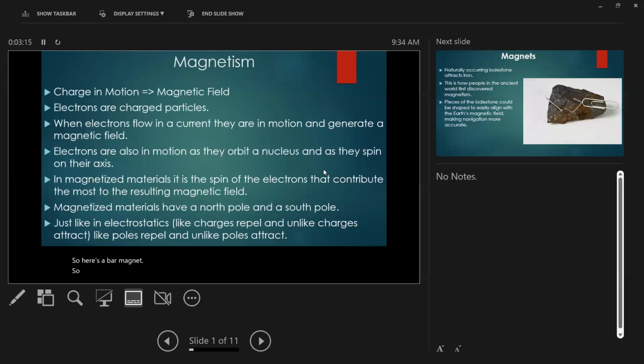So inside of this, there's electrons moving around, and that causes a magnetic field. There's electrons orbiting their nucleus. That causes a field because they're in motion. There's also them spinning on their axis, and that, for some reason I don't quite understand why, is the leading contributor to the magnetic field produced by a bar magnet. Okay, so in magnetized materials, it is the spin of the electron that contributes the most to the resulting magnetic field. Magnetized materials have a north pole and a south pole. Just like electrostatics, like charges repel and unlike charges attract. Like poles repel and unlike poles attract.